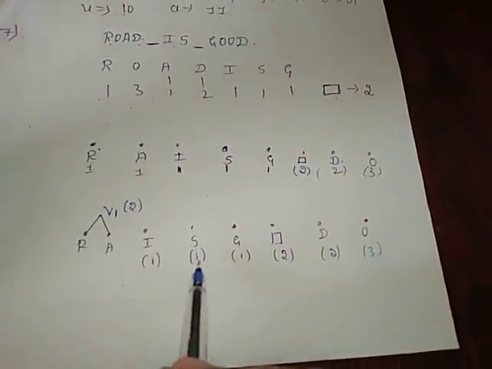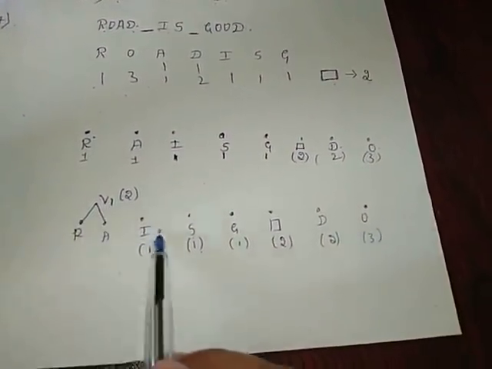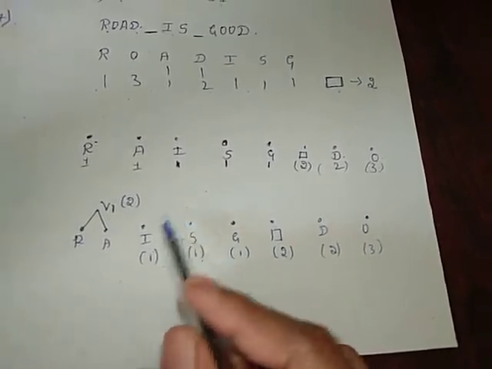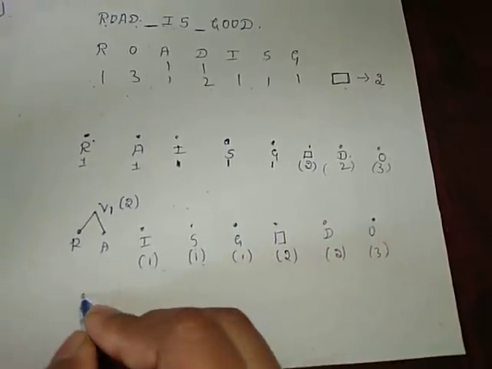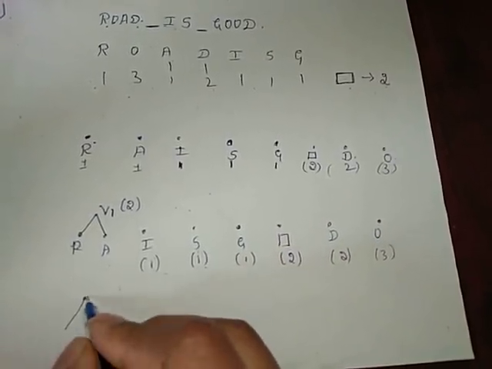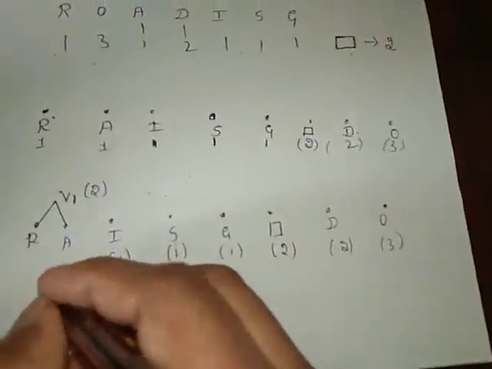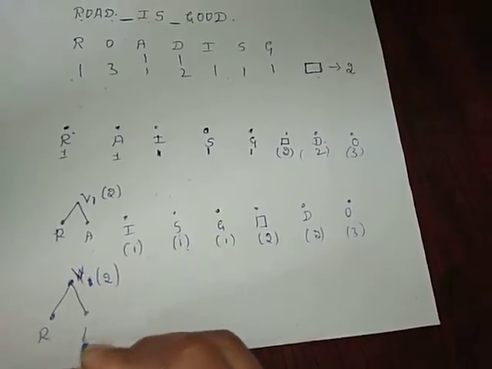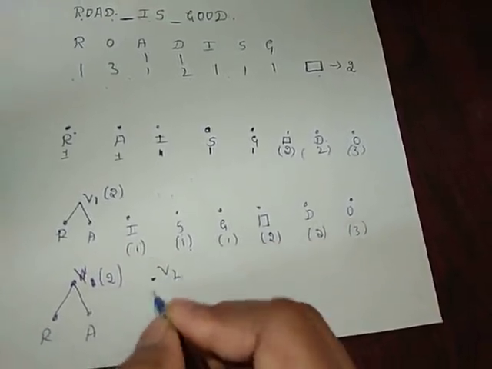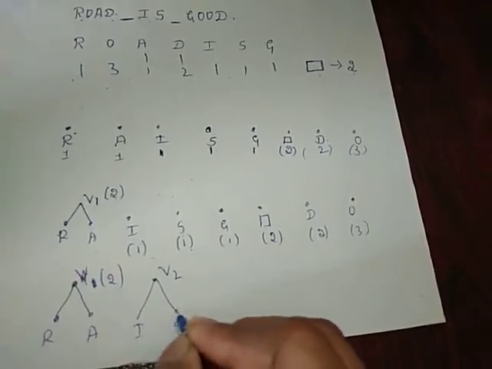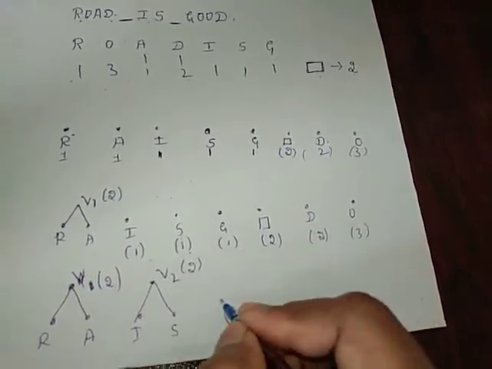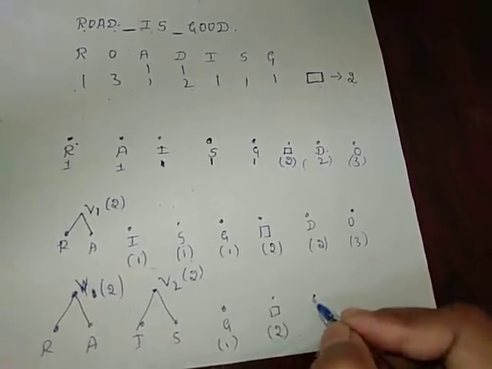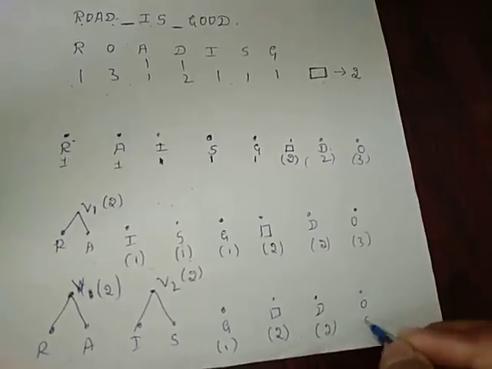Now the two minimum weights in the remainings are V1, I, S, G, blank space, D, O. I and S have the two minimum weights. Add them and assign as a new weight. Assign that weight to the new vertex V2. I and S having a weight 2, and G, blank space, D and O.